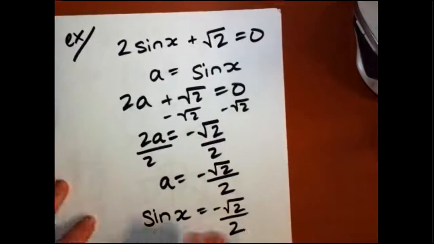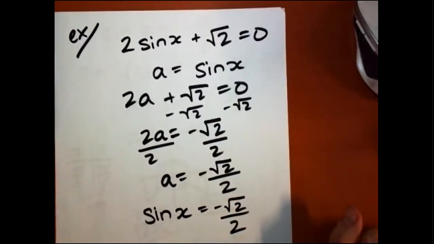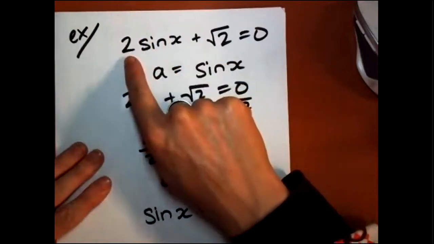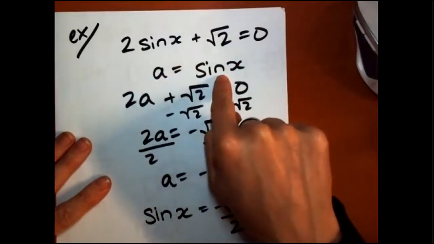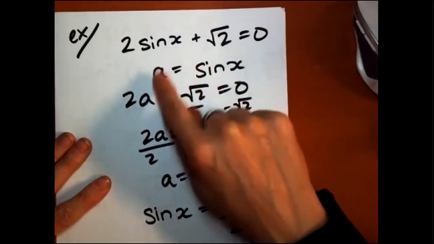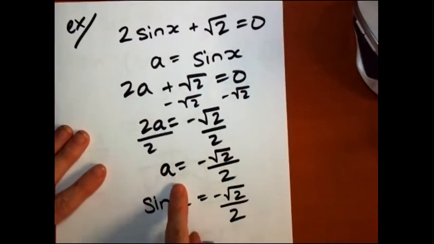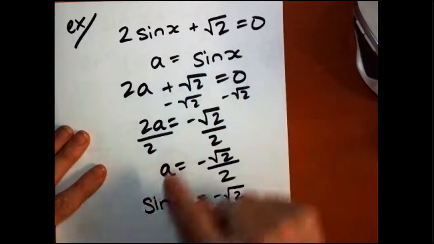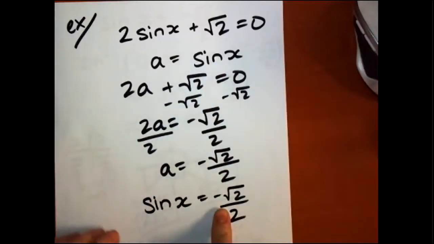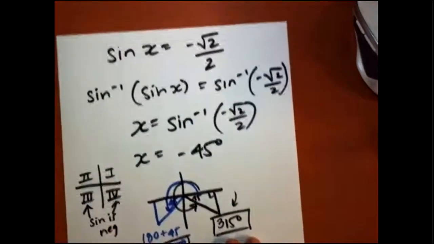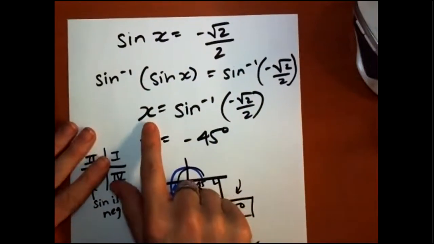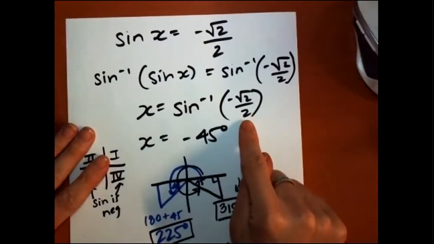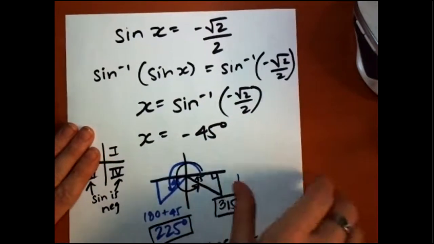And the second type of question we did, answers needed to be in radians, which I almost forgot about. But the question said 2 times sine x plus square root of 2 equals 0. We substituted a in for sine of x as to not make it confusing with the letter x, and solved that for a and got a is equal to -square root of 2/2. And resubstituted sine of x back in for a to get sine of x equals -square root of 2/2. Then we took the sine inverse of both sides to get x by itself. So x equaled sine inverse of -square root of 2/2. Calculator told us that was -45 degrees.